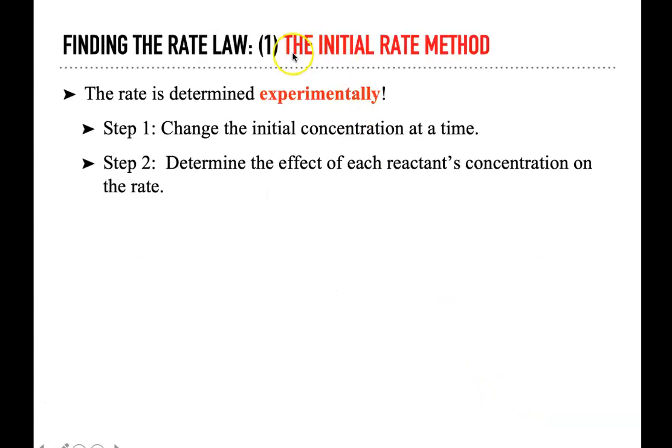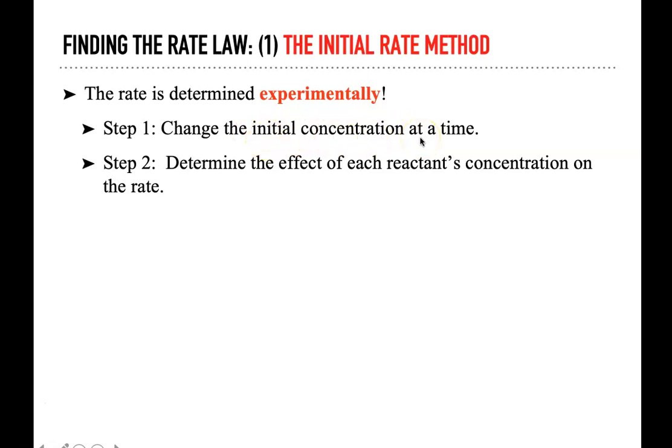What we're going to study in this part is the initial rate method. First, let's keep in mind that rate should be determined experimentally. The balanced overall equation does not give us the rate. The coefficient does not match the reaction order. So for this method, we need to set up the chemical equation and we change the initial concentration one at a time.